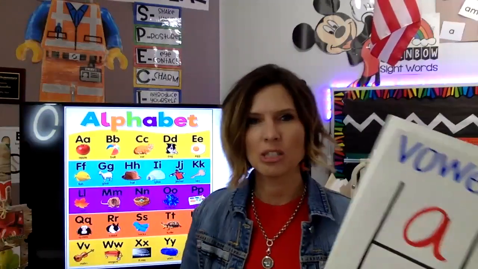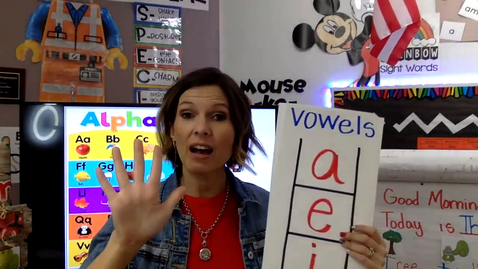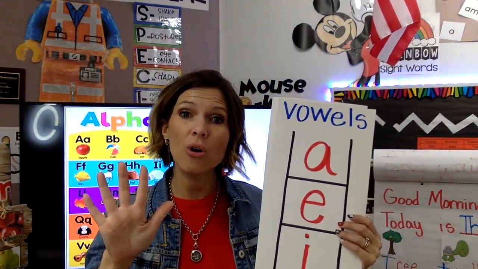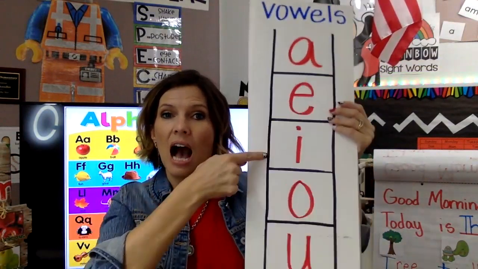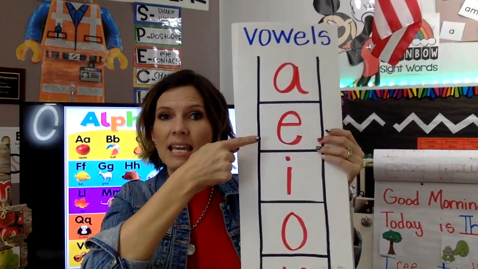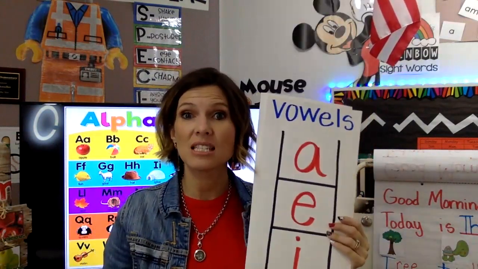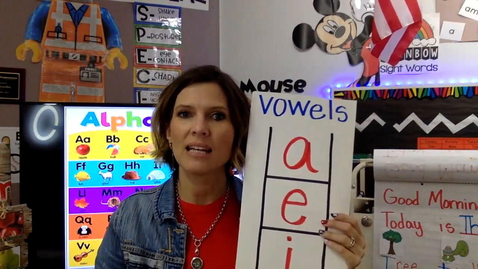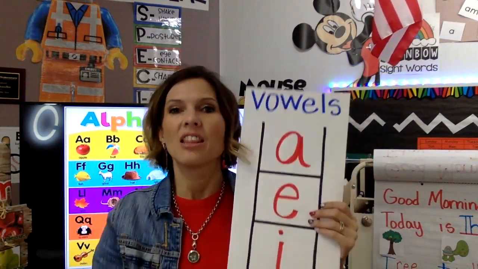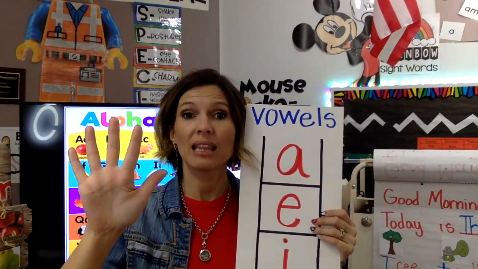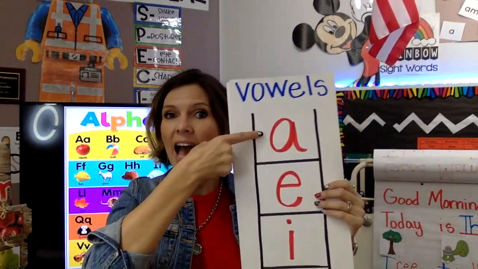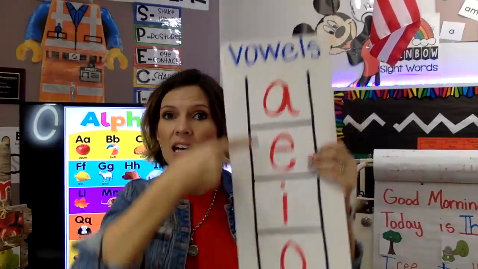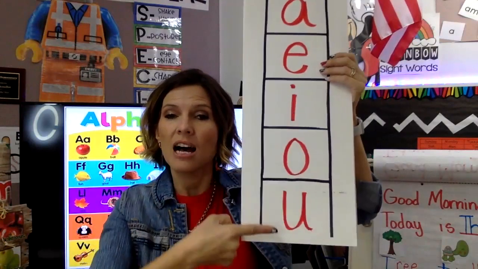Okay, let's sing our song. This will be our song for today. There are 5 vowels we all know, and let me say them for you. A, E, I, O, U. A, E, I, O, U. And I just said my vowels. Now let's say the vowel sounds. There are 5 vowels we all know, and let me sing their sounds. A, E, I, and I just sang my vowel sounds.